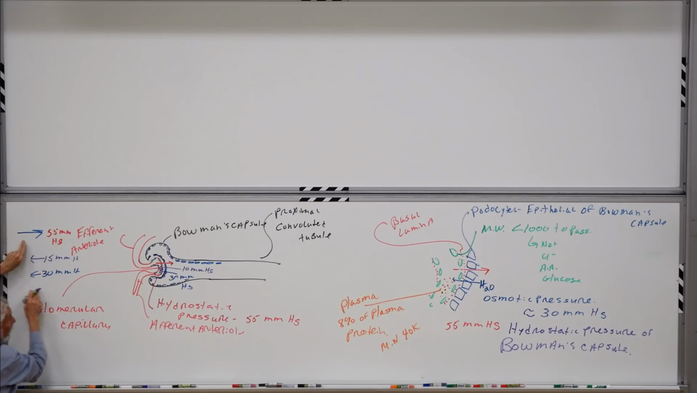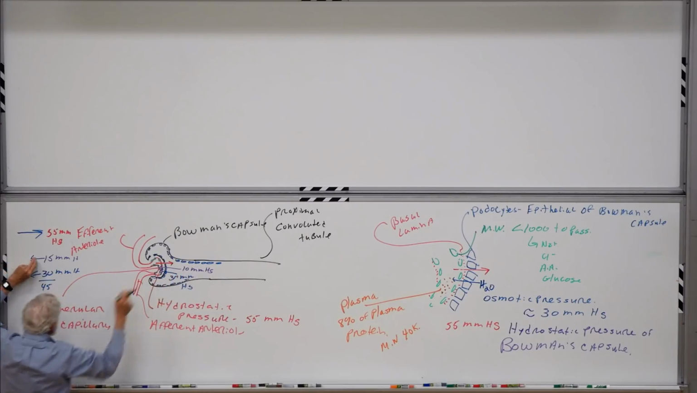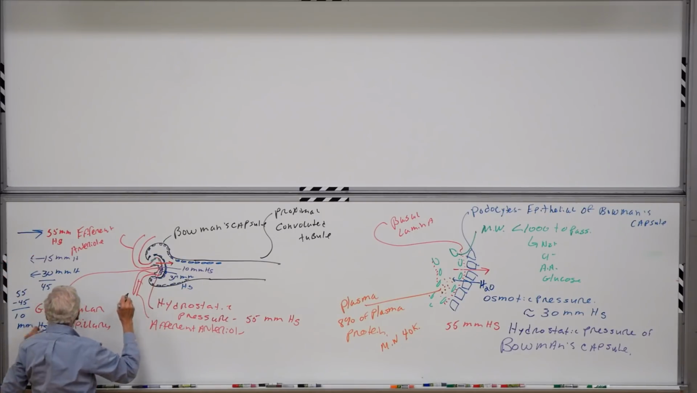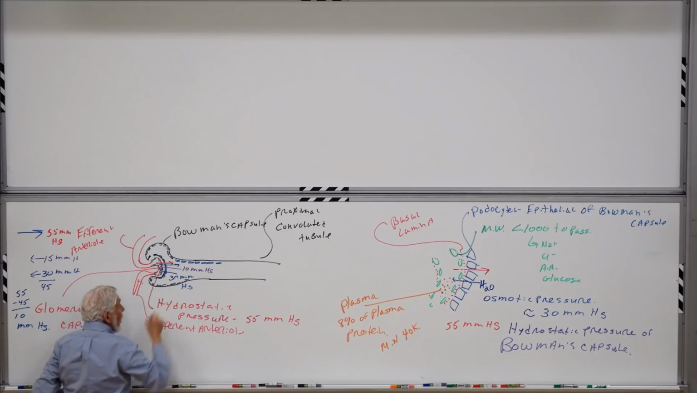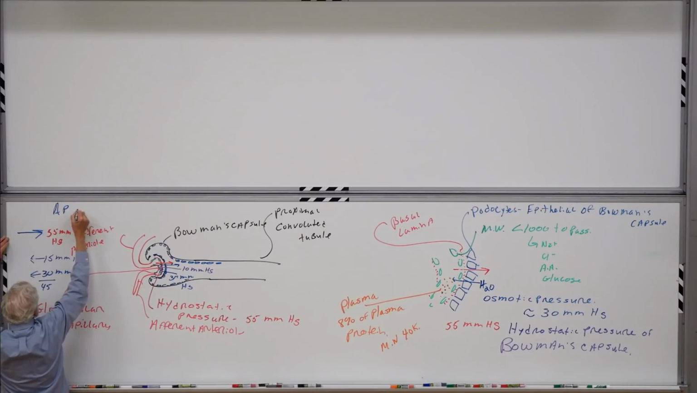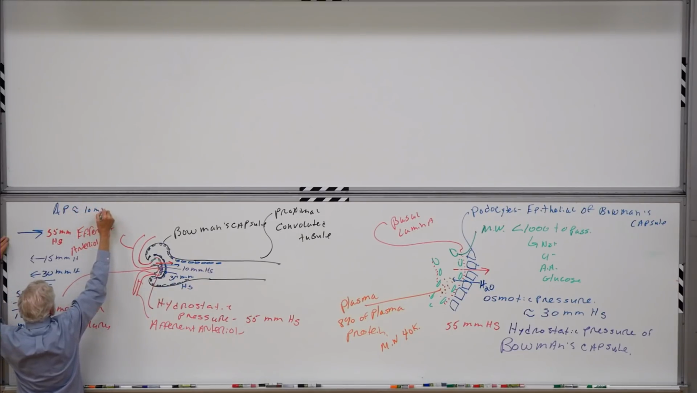So we have one pressure moving, in this case left to right, that's 55, and another pressure, 15 plus 30 is 45, moving fluid from Bowman's capsule back into the blood vascular compartment. But if you subtract these two, 55 minus 45, you now have a net pressure of 10 millimeters of mercury in this direction. So now we have a delta P. We have a pressure differential. We have a delta P of about 10 millimeters of mercury.